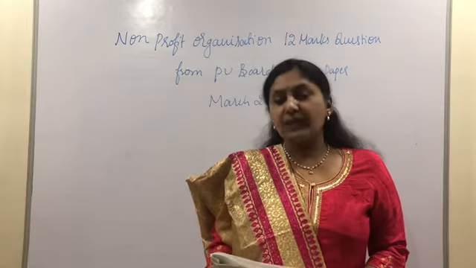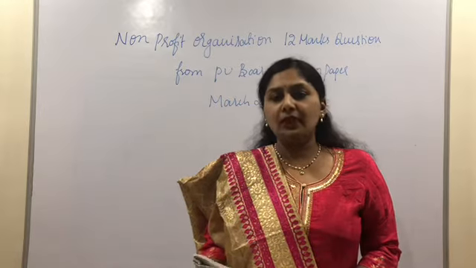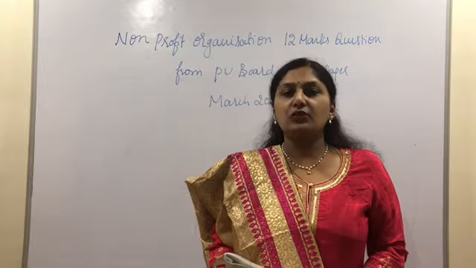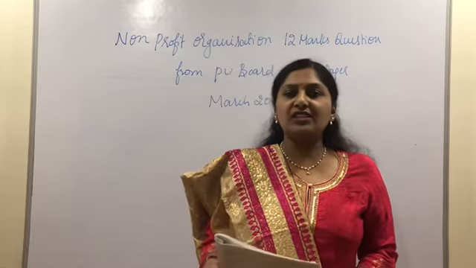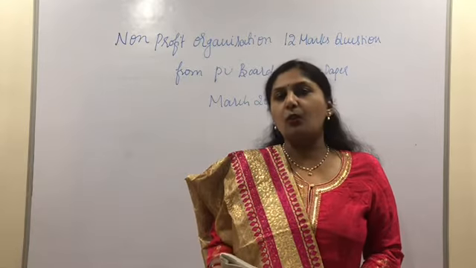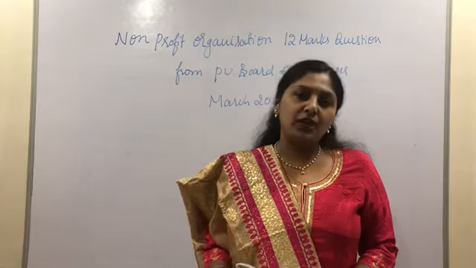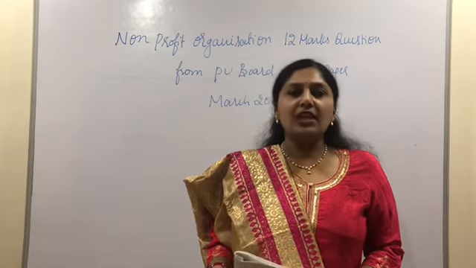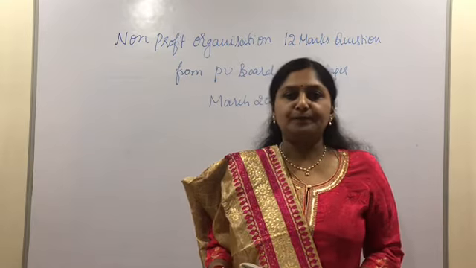Then depreciate building by 10% per annum is given. So this depreciation we need to consider below the expenditure side of income and expenditure account once, and one more time we need to reduce it from buildings below the asset side of balance sheet.